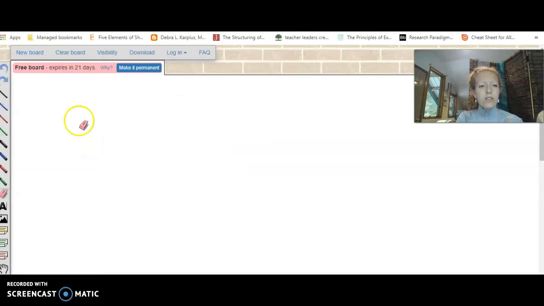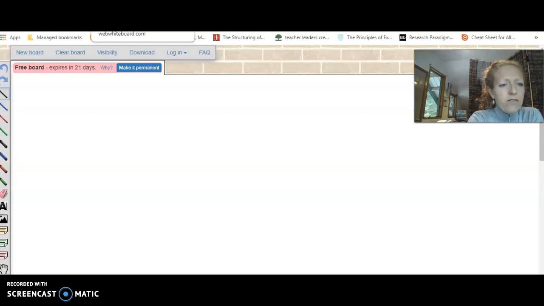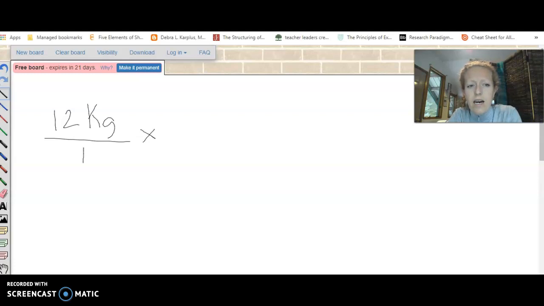All right, so let's go to our whiteboard. And I'm going to take us from kilograms to grams. Let's just do that first. All right, I'm going to say that I have 12 kilograms. I'm going to put that over 1. And I'm going to show you a method that might help you visualize the roadmap of conversions and then also draw on what we know about cross-canceling.